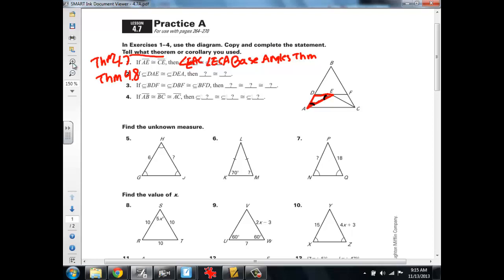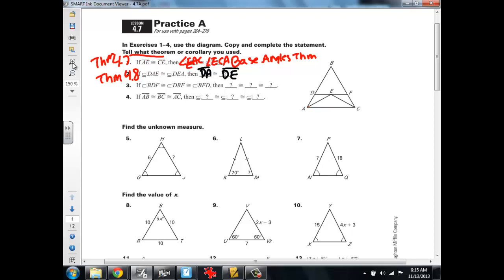So if these are my 2 congruent angles, we do have side DE and side DA congruent. So DA and DE, those are the congruent sides. I put the line segment symbol above them because I'm talking about the segments. I'm not talking about their lengths.